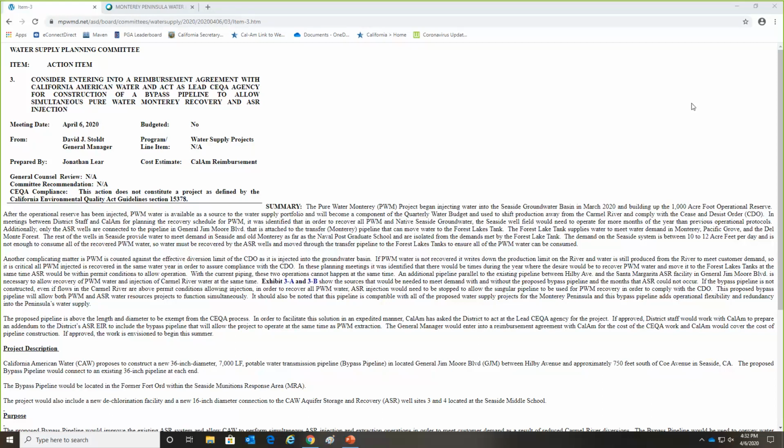So we view this as a part of the water supply solution for the peninsula, and therefore we would seek recovery of this project in due time through the CPUC.